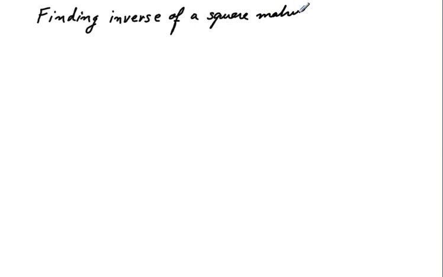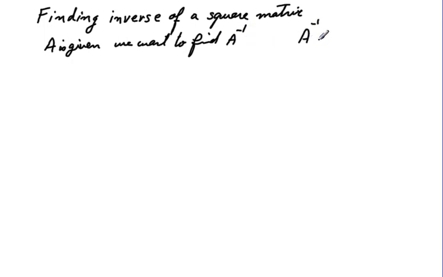So in this lecture we are going to be finding the inverse of a square matrix. A is given, and we want to find A inverse. What's the property? The property is that when you multiply with the original in any order, you are going to get identity.